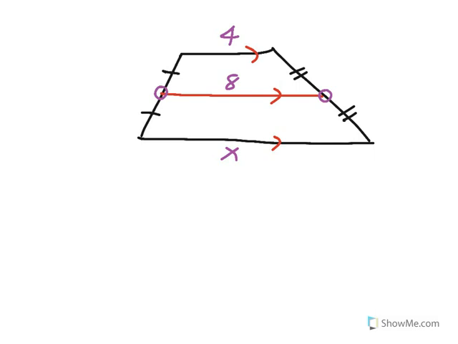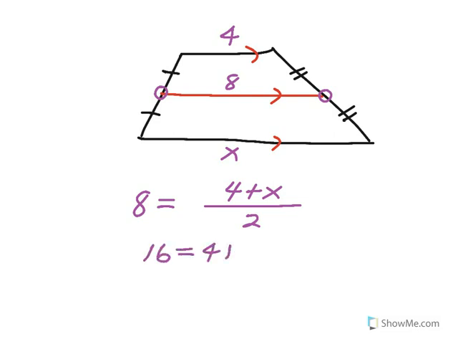Well, I know that the median of 8 is equal to the sum of the base lengths divided by 2, or it's the average of those two base lengths. So it's 4 plus x divided by 2. To clear the fraction, I multiply both sides by 2 to get 16 is 4 plus x. So I can see that x is equal to 12.